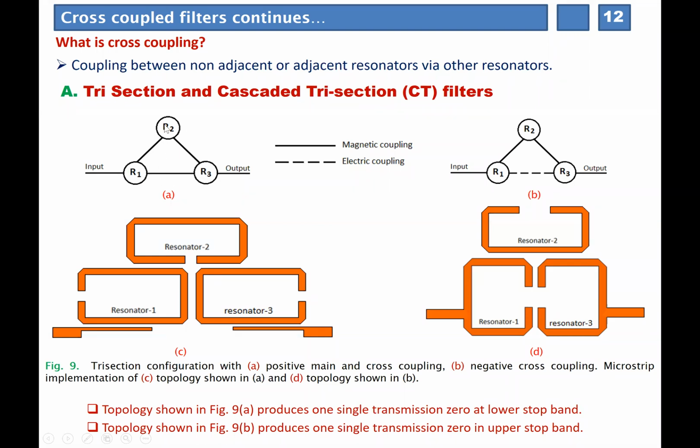So this path is called the cross-coupled path, or you can say R1 is directly coupled to R2, then R2 is directly coupled to R3, and one cross-coupled path between R1 and R3 is like this. Here the continuous line is magnetic coupling and the dashed line is the electric coupling. In Figure 9C, this is the implementation of this topology A. Here all couplings are magnetic in nature.